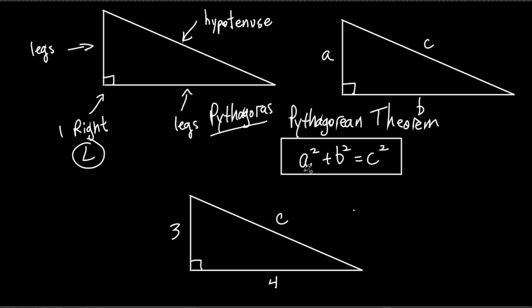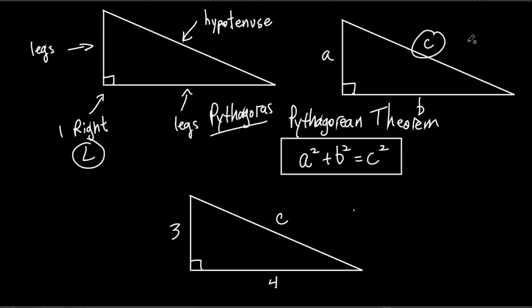This only works for right triangles. Everybody hear this? Pythagorean theorem only works with right triangles. So you cannot have an acute or an obtuse triangle. This only works with right triangles. Yes? Yeah, good point. I meant to mention that.